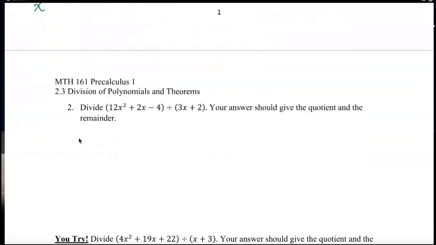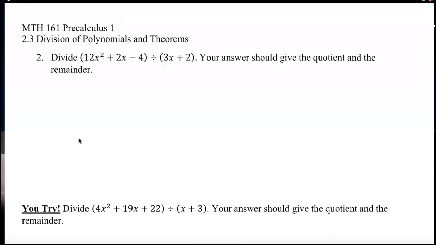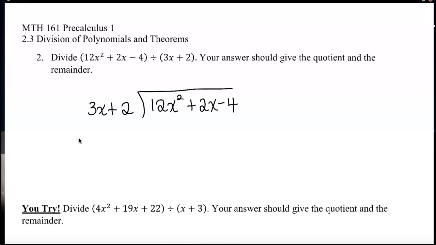All right, let's go down here. It says divide 12x squared plus 2x minus 4. So that is what I'm going to write inside: 12x squared plus 2x minus 4 inside. And then I'm dividing this by 3x plus 2. First question is, what is 12x squared divided by 3x? To figure out what goes in the first part of the quotient. So 12x squared divided by 3x is 4x. You're going to write that 4x up here. And you will distribute that 4x.